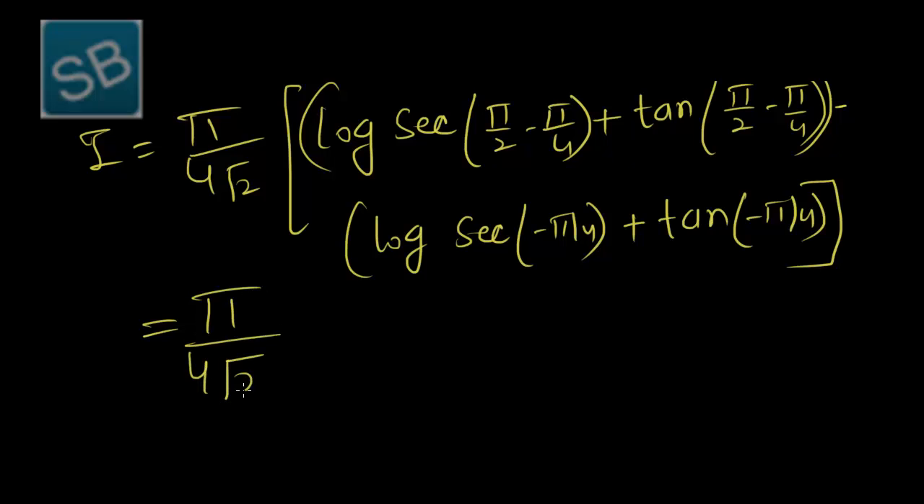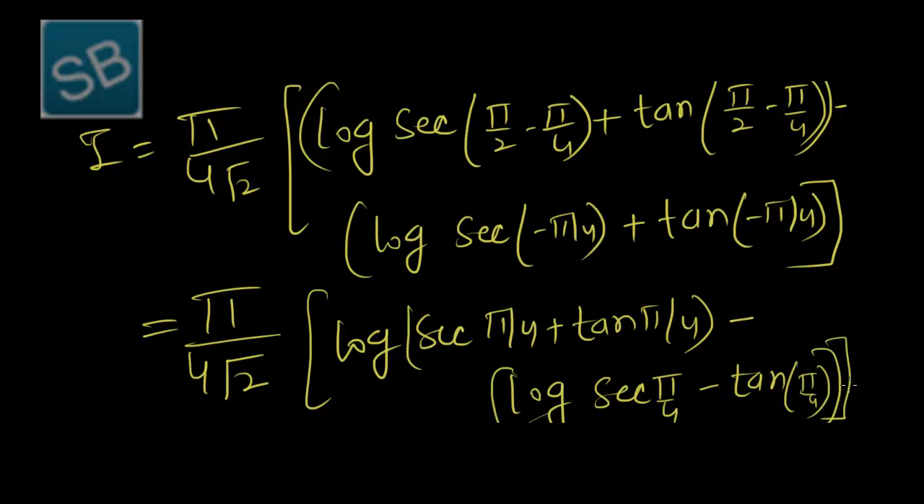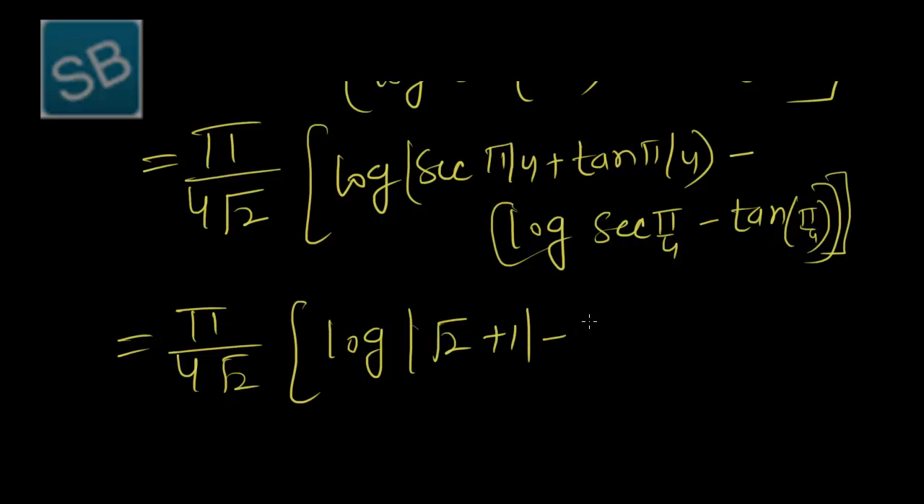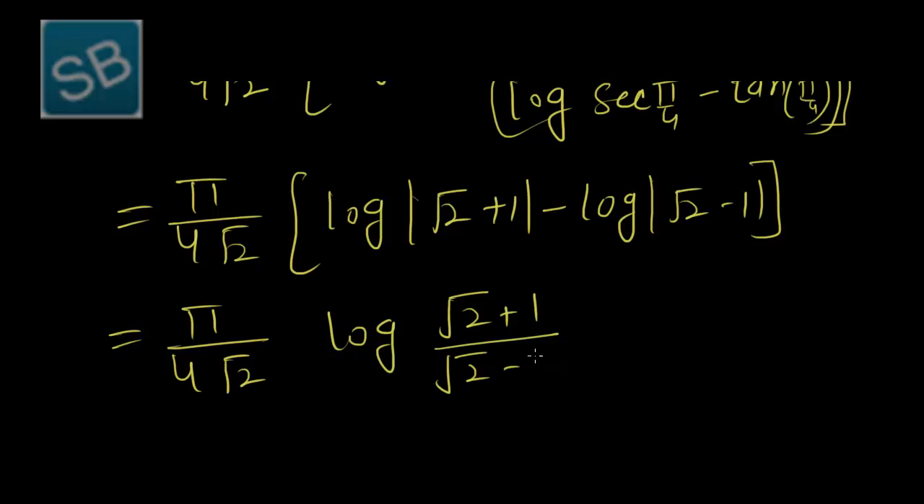So we get I is equal to pi over 4 root 2 log of secant pi by 4 plus tan pi by 4, minus, secant of minus theta is secant theta and tan of minus theta is minus tan theta. So we get pi over 4 root 2 log of under root 2 plus 1 minus log of under root 2 minus 1. So we get pi over 4 root 2 log of under root 2 plus 1 over under root 2 minus 1.